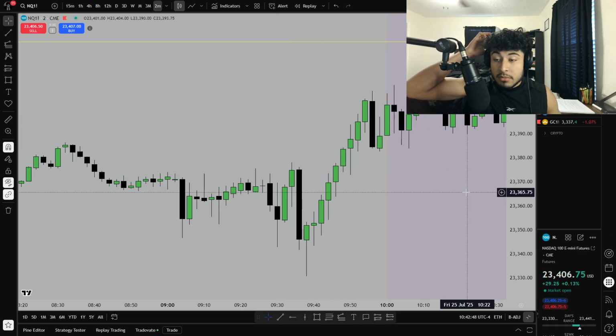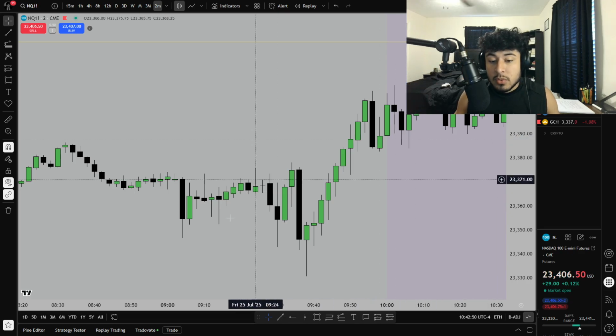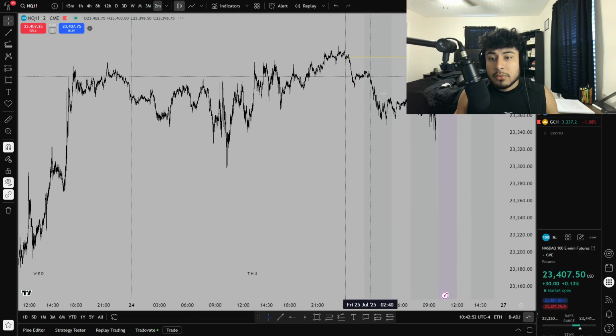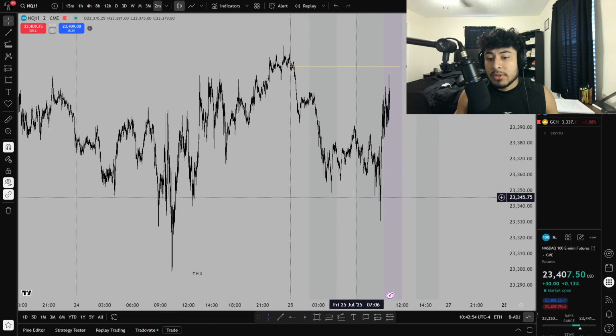So I was just waiting for the breaker to form here, especially after sweeping right here, and of course the market reaching down lower into a deeper discount. So of course you're going to want to expect a reversal to occur here, and that's what happened.